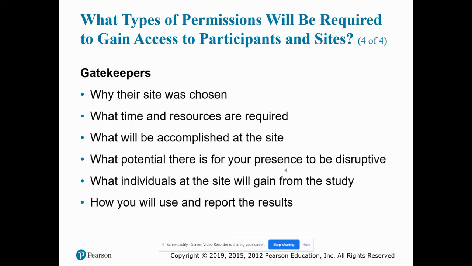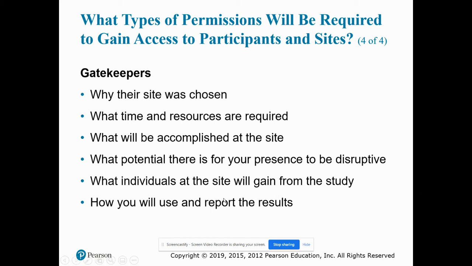Okay, so gatekeeper. This is what you will inform them of. Why their site was chosen. Why did you pick their site? Okay, what time and resources are needed? What will be accomplished there? Okay, so these are all the different things that you need to specifically let them know you're going to be doing.